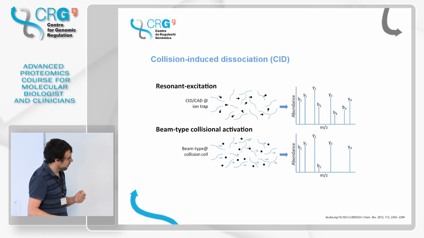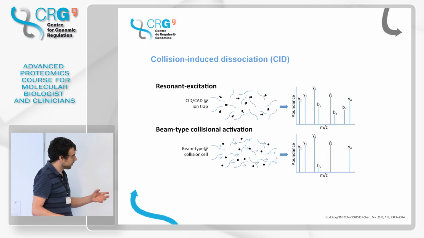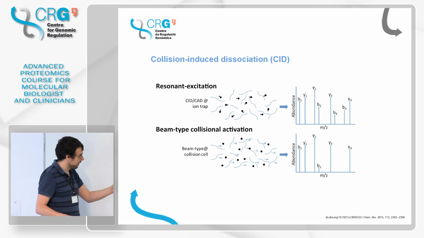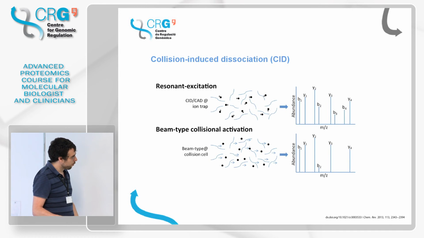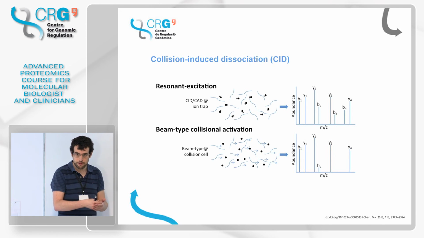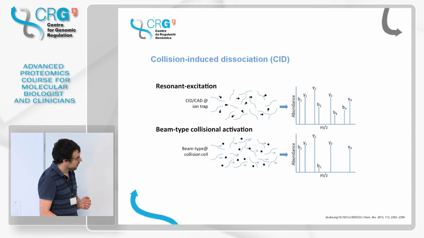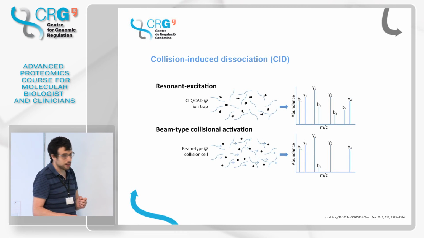The other way to apply this fragmentation, the beam-type collision activation, is to pass our peptide very fast through a gas chamber, right? So here the peptides are in motion, whereas the nitrogen is static, and then they also collide, and we fragment this, and this normally gives us the Y series, so only the Y fragments.